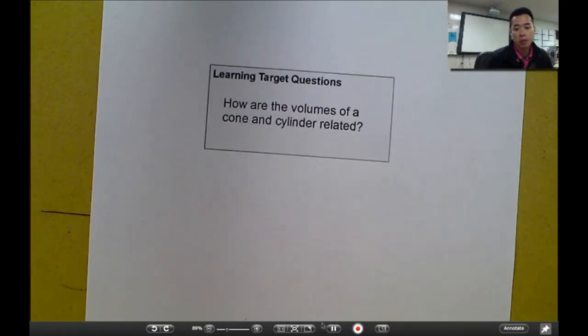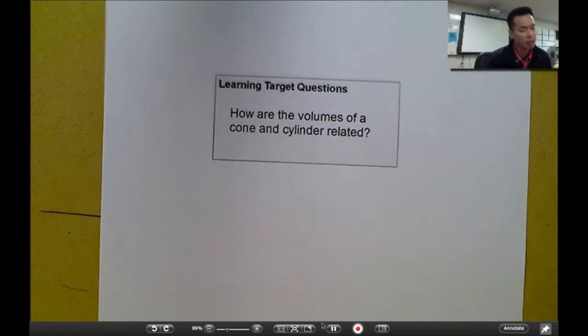Okay, a question that we're going to go over in class. How are the volumes of a cone and a cylinder related? Just think about that, ponder it. How are they the same? How are they different? Does it matter? And then we'll go over it in class.